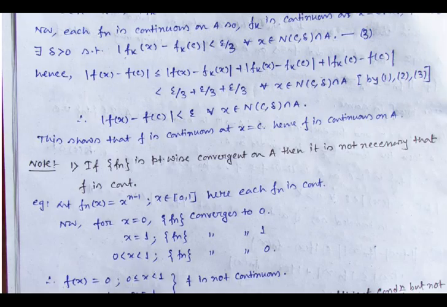The first note says, similar to the boundedness theorem, that if a sequence of functions is pointwise convergent on a set A, it is not guaranteed that the limit function is always a continuous function. For this we consider the example x to the power n. Here you can see that for x equals 0 the sequence of functions converges to 0. For x between 0 and 1 it also converges to 0, but for x equals 1 the sequence of functions converges to 1. So f(x) becomes 0 and 1. Obviously the function is not continuous at x equals 1. So the limit function is not continuous.